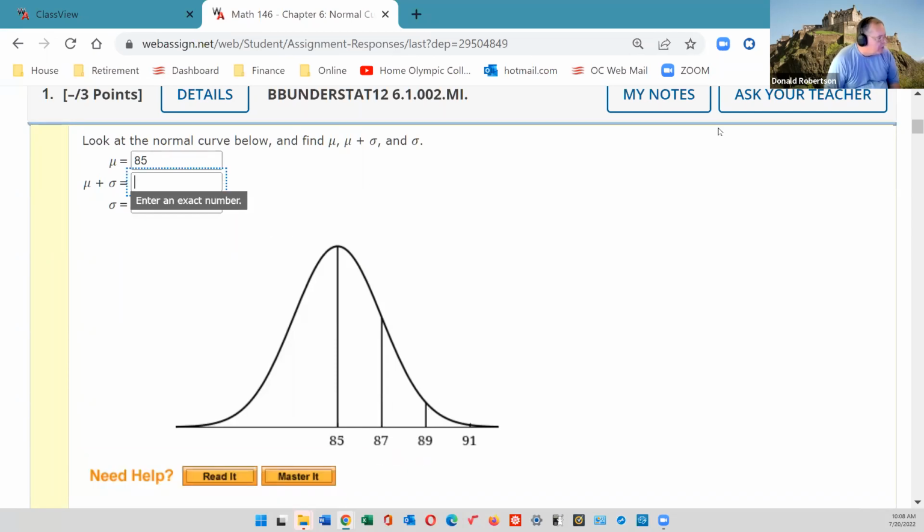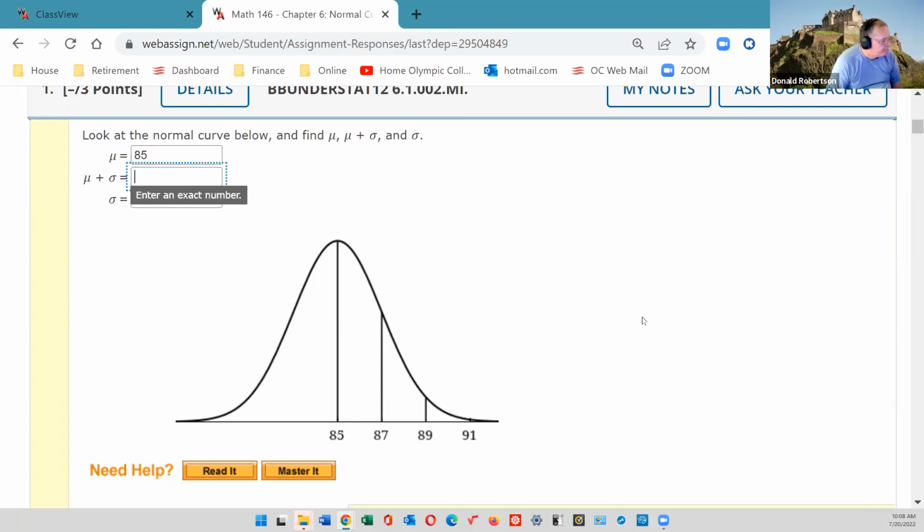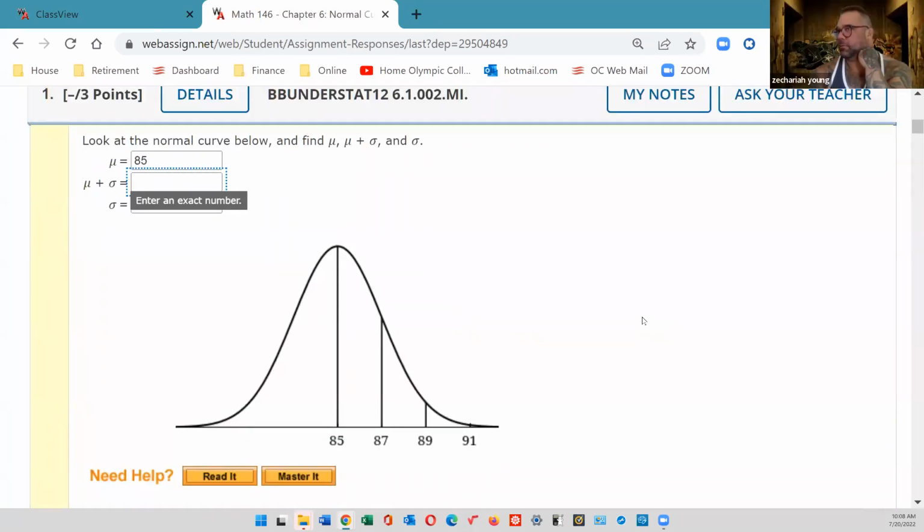Now, what number is mu plus sigma? What number would that be? What's that number? It's not a trick question. What would it be? The mean plus 1 standard deviation. What would that get you? Would be 87. Yeah. Simple as that.